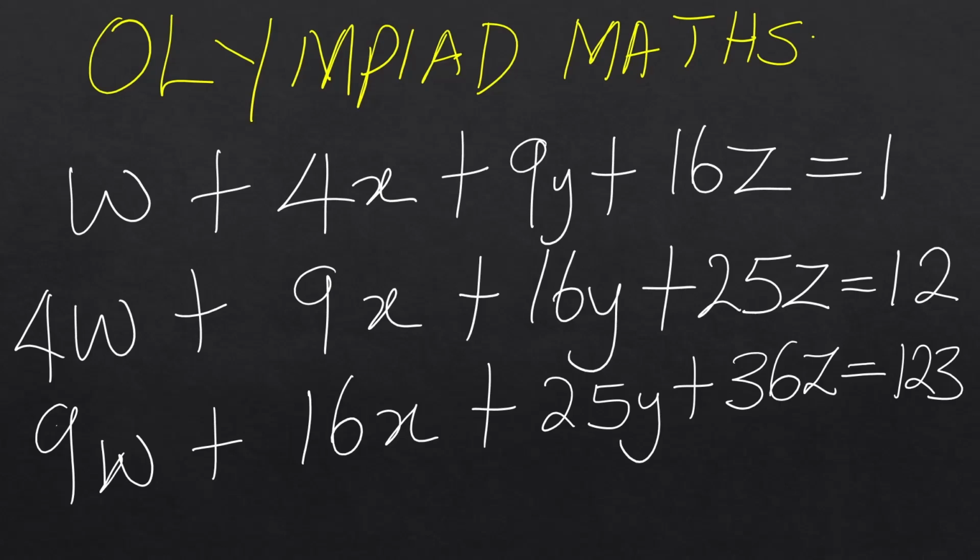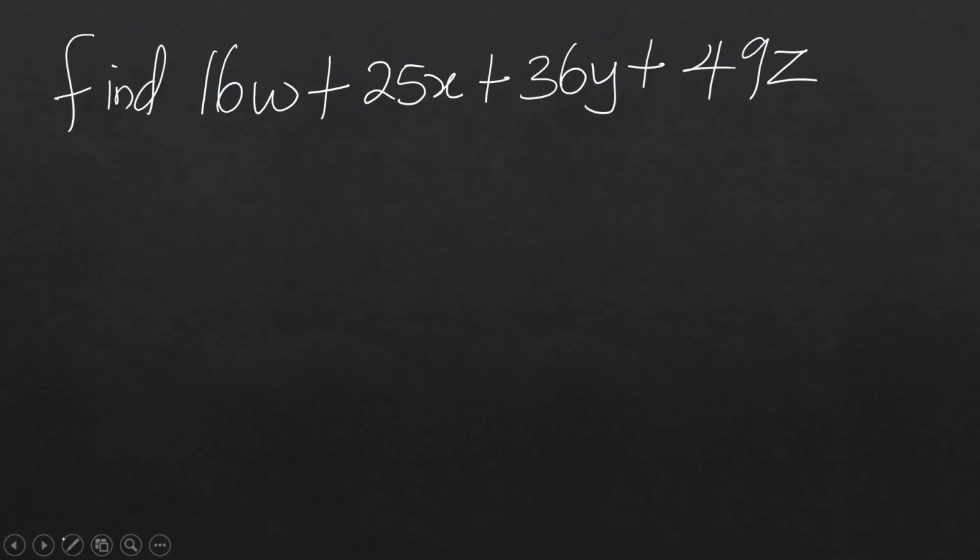The question says w plus 4x plus 9y plus 16z equal to 1. Then 4w plus 9x plus 16y plus 25z equal to 12. And the third is 9w plus 16x plus 25y plus 36z is equal to 123. And the question says find 16w plus 25x plus 36y plus 49z.